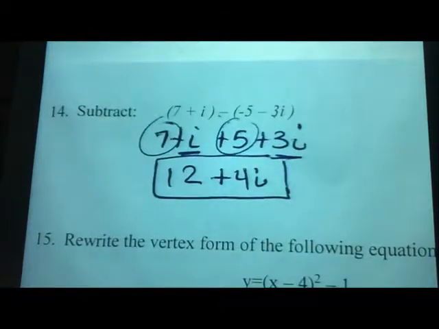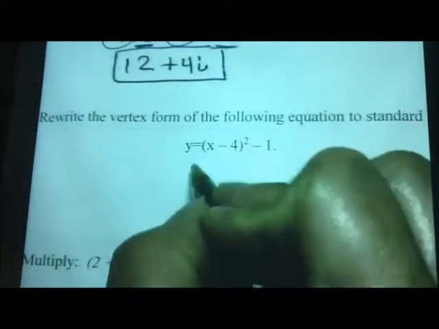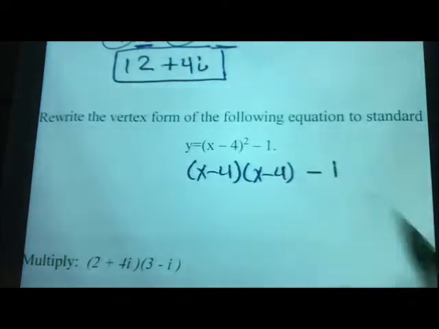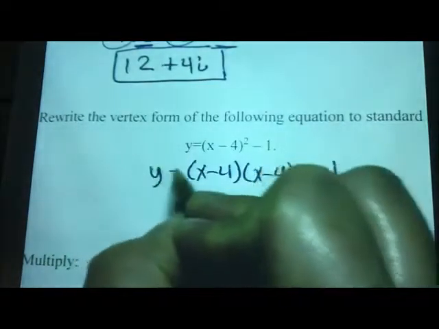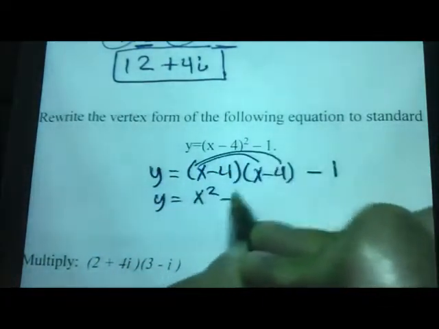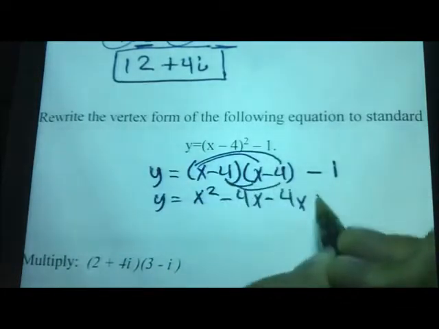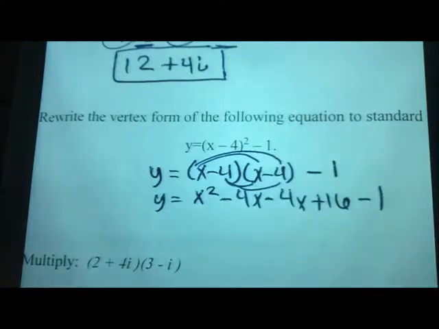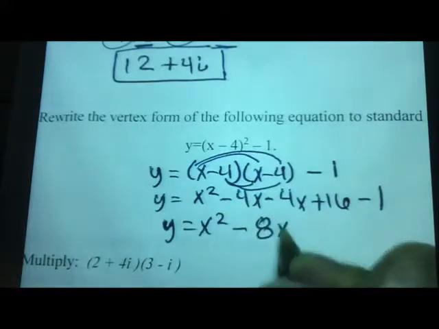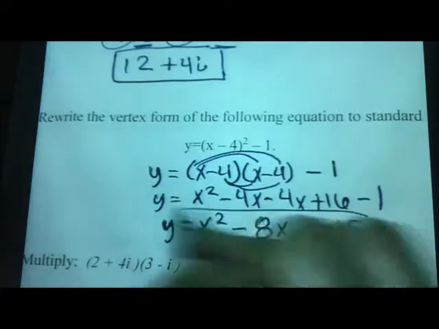Now the next problem, they want you to write it in standard form. We're going to have to do what we did in the first problem. This square means it's x minus 4, x minus 4, minus 1. So we do FOIL. X times x, x squared, x times negative 4, negative 4x, negative 4 times x, negative 4x, negative 4 times negative 4, positive 16 minus 1. So this is x squared, this is negative 8x, 16 minus 1 is 15, and this is my final answer.